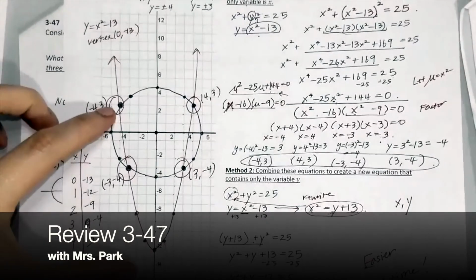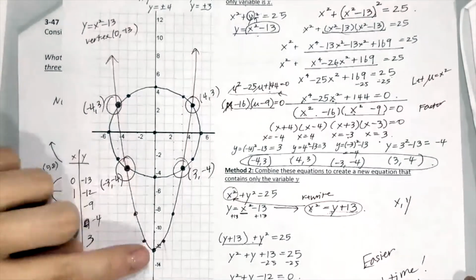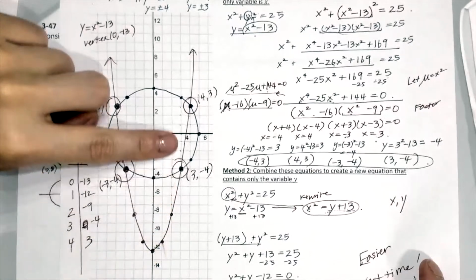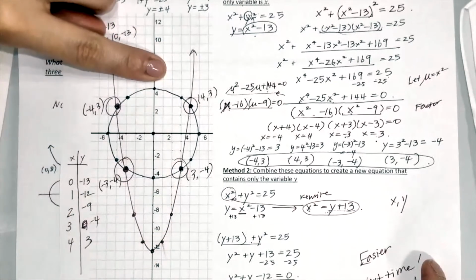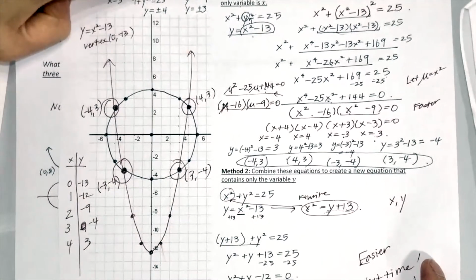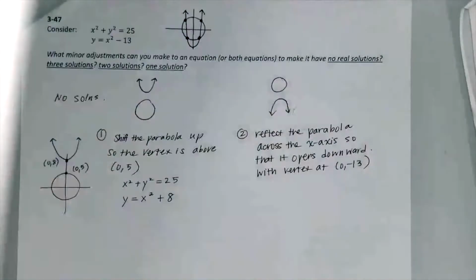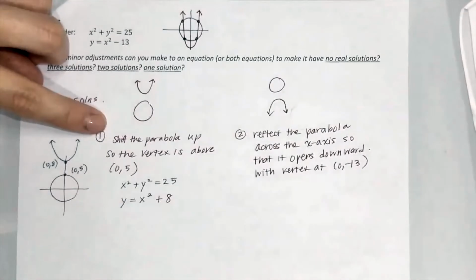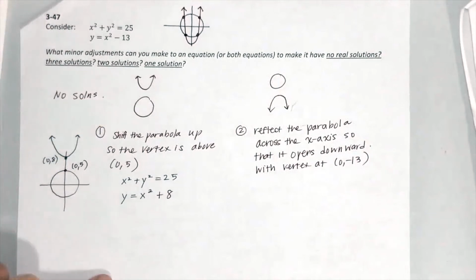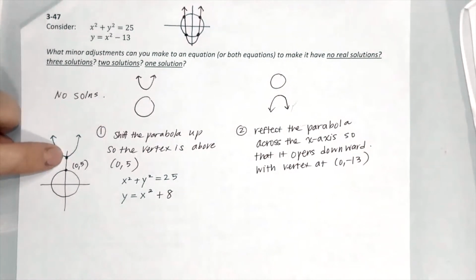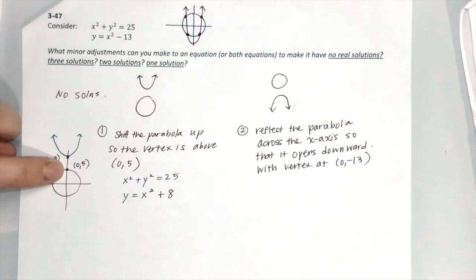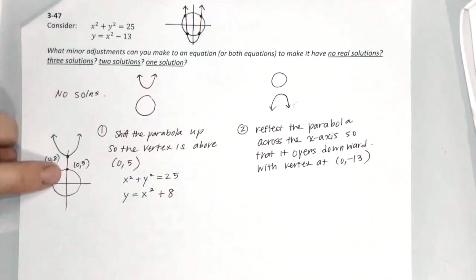How would you make it so that they do not intersect? Well, first thing is you can move this parabola up so that the parabola is above the circle, isn't it? This is 0,5, so you can have your circle above it. So here's what I have. Shift the parabola up so that this vertex is above 0,5. It's above the point on the circle.